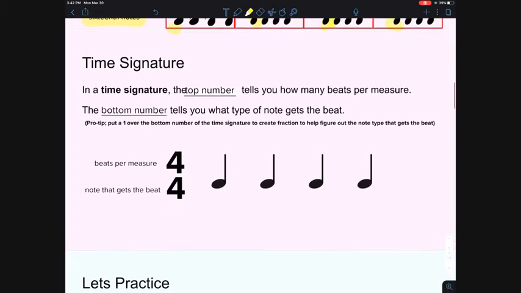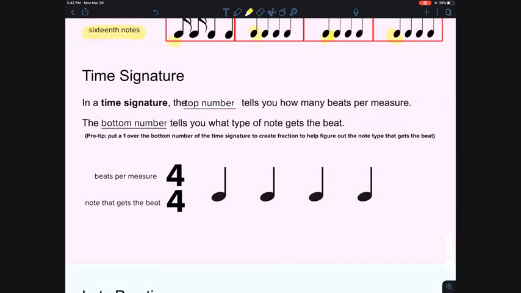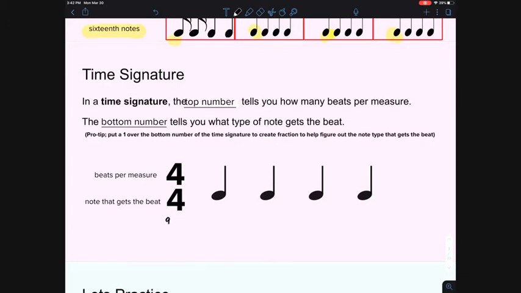Okay, and moving on. So in time signatures, the top number tells us how many beats are in every measure, and the bottom number tells us what kind of note. So the 4 in a time signature means the quarter note gets the beat. So you can have 4 quarter notes in one measure. Measures are separated by bars.